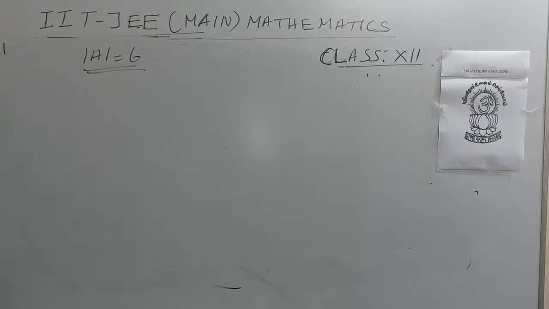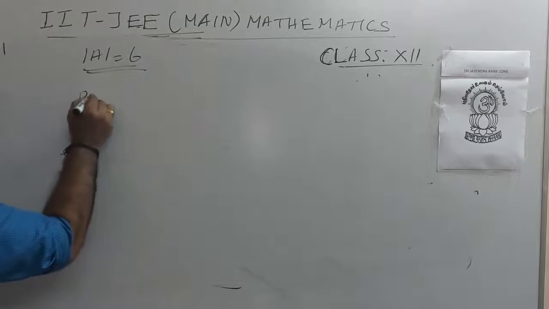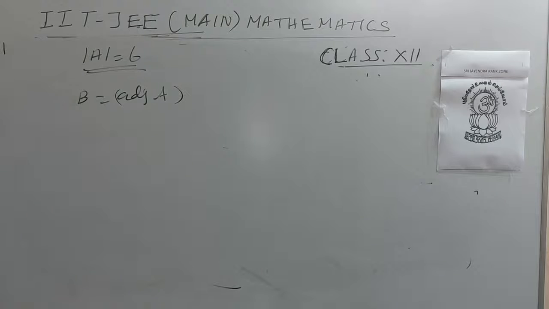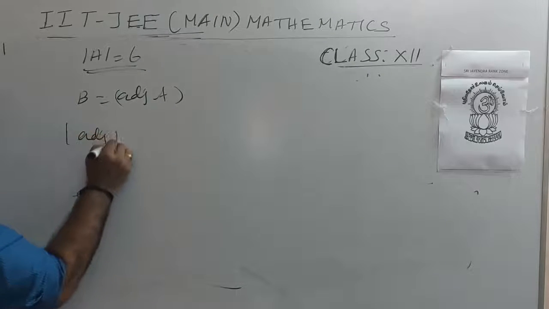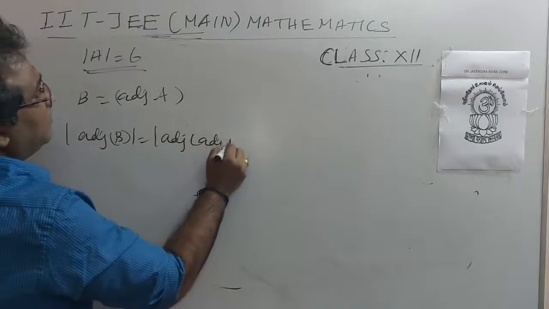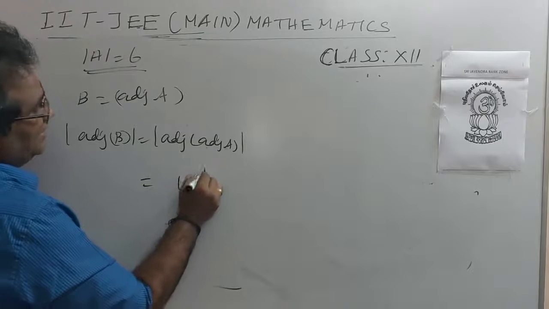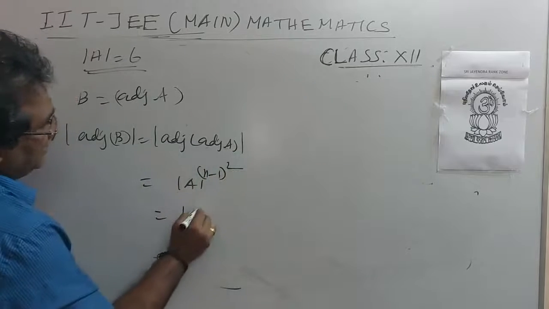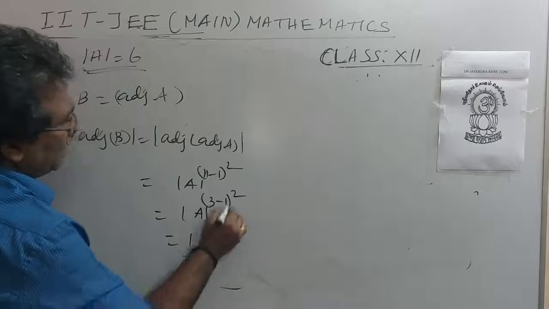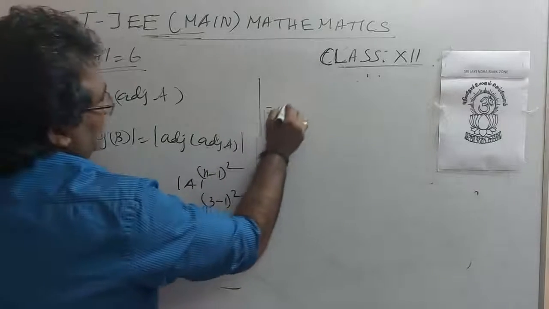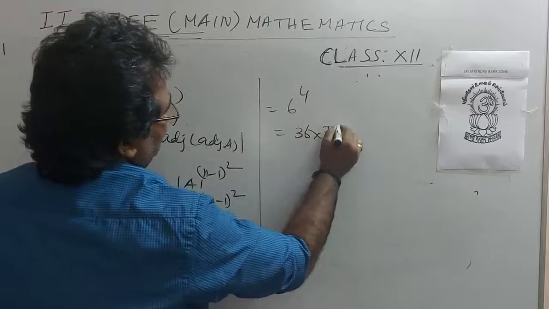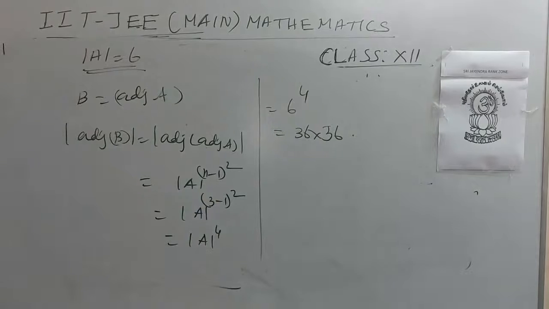So B is given. Adjoint of B means adjoint of A. The formula is determinant A whole power n minus 1, the whole squared. Determinant A, 3 minus 1 whole squared, determinant A whole power 4, that is 6 power 4, that is 36 into 36.